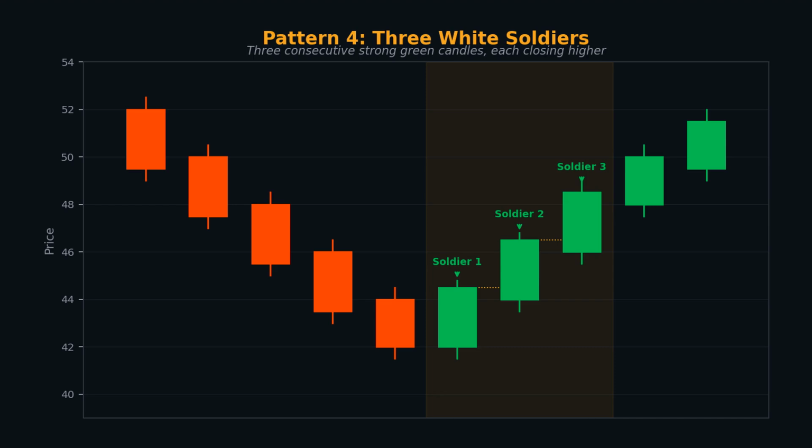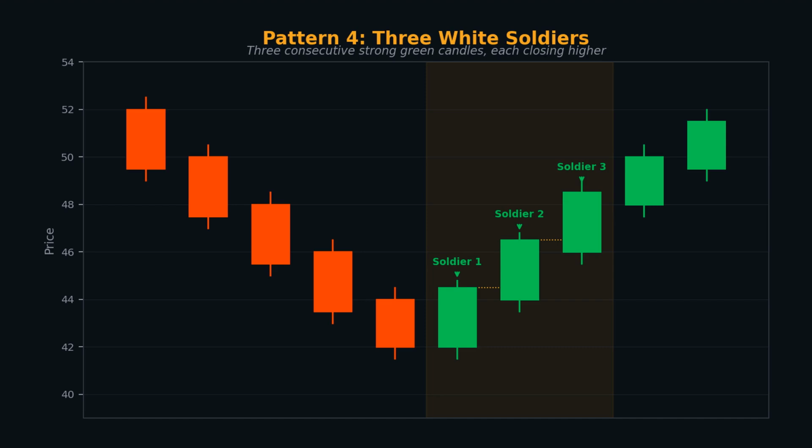After a downtrend, this formation shows a complete and sustained shift in momentum. Session after session, the buyers are stepping in and driving price higher without giving ground. Here's what makes it work. Each candle should have a decent-sized body. No tiny indecision candles in the group. The wicks should be relatively small, especially the upper wicks. That tells you buyers held price near the high of each session, not letting sellers push it back down. And each candle's open should be within the body of the one before it, not gapping up wildly.